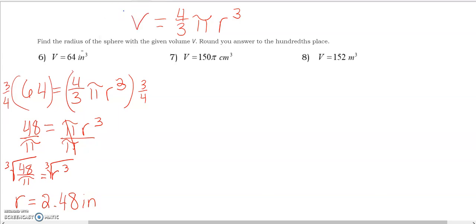We'll take a look at our next one. Number 7 is written in terms of pi, so that's okay. We know our volume is 150 pi. That's equal to 4/3 pi r cubed. Just like before, I'm going to go ahead and multiply this by 3/4. I'm doing it in multi-steps. You can do it all in one if you'd like.